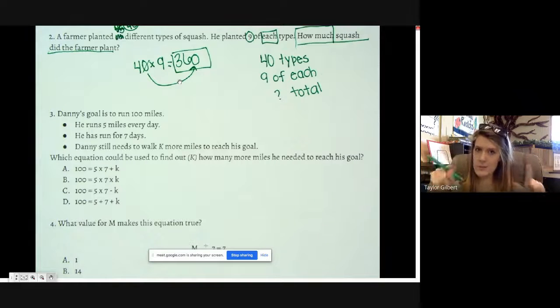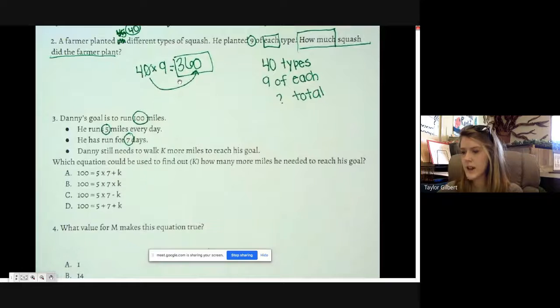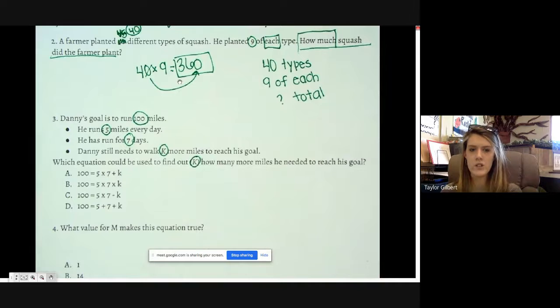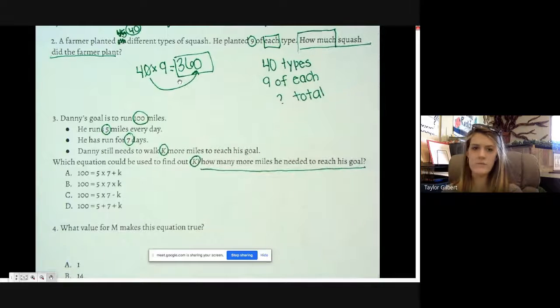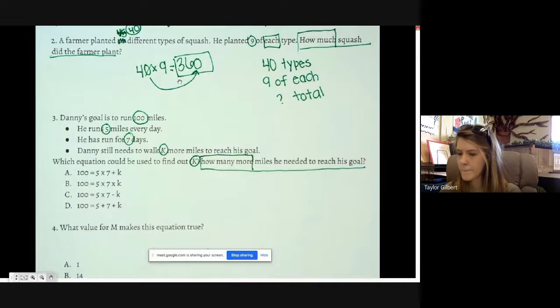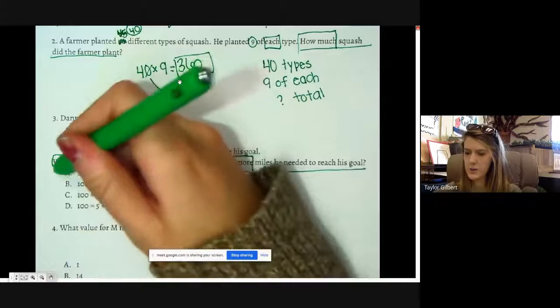Let's CUBES, then we'll make a list. Circle our numbers, 100, 5, 7. And really, I would go ahead and circle K too. K is not a number, but it's an important part of our equation. Then we underline the question: how many more miles he needed to reach his goal? Then I need to box math action words. So, how many more? Maybe even goal, like his goal, the total. That might be about it. Oh, which equation? That's really part of the question too.